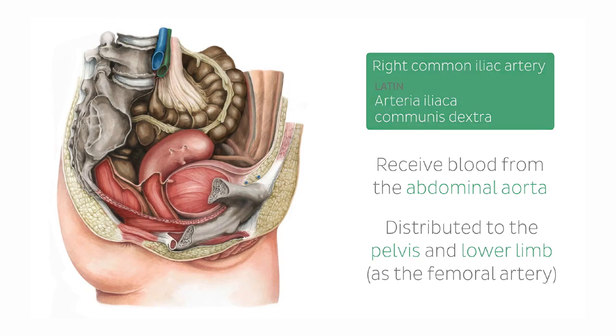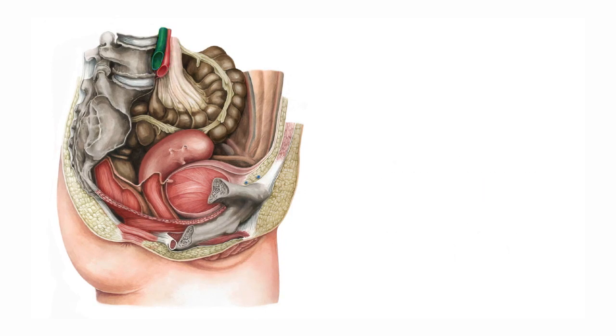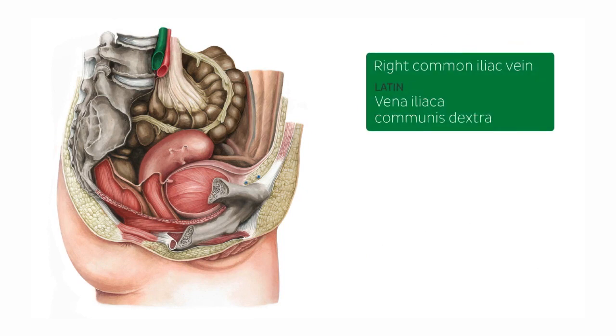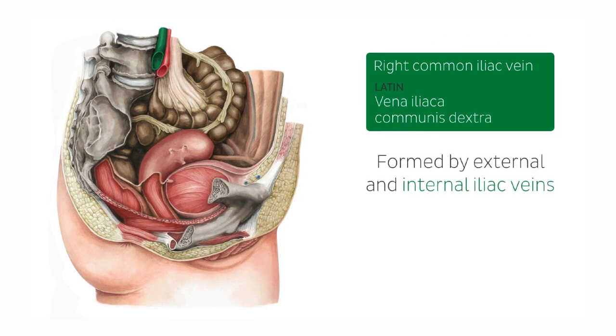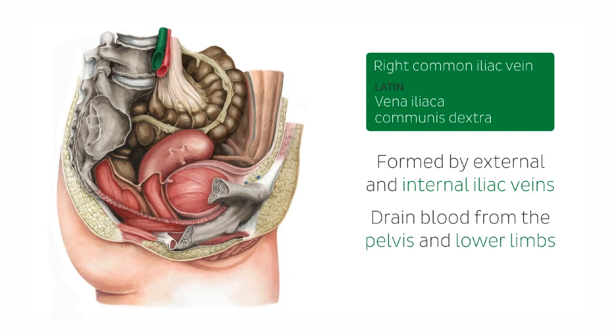Just a little bit behind, we see another one that we're highlighting, this time a vein known as the right common iliac vein. And both right and left common iliac veins are formed by the external and internal iliac veins. The left and right common iliac veins come together in the abdomen at the level of the 5th lumbar vertebra. And then they drain blood from the pelvis and lower limbs to the inferior vena cava, which then takes all that deoxygenated blood back to your heart.